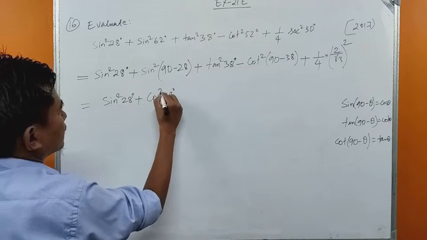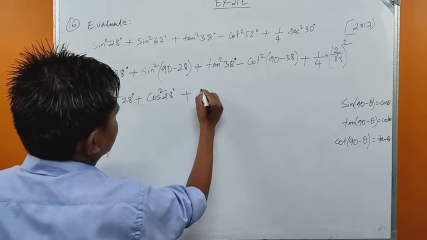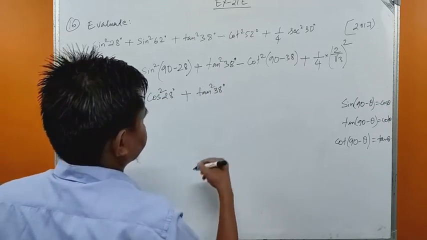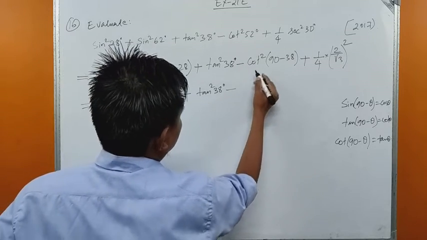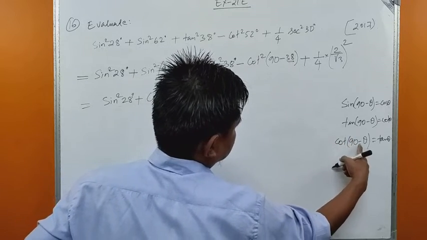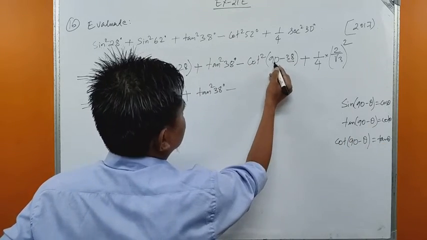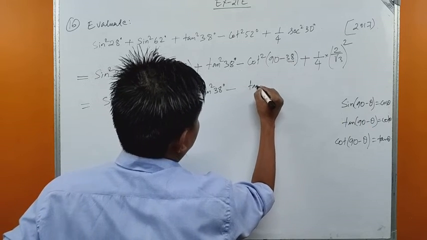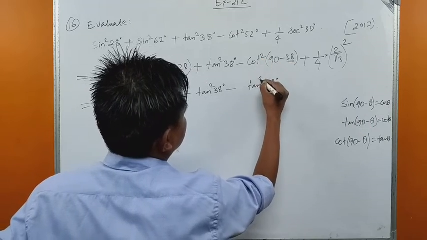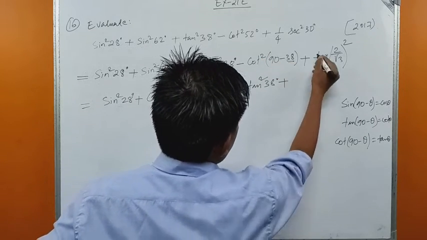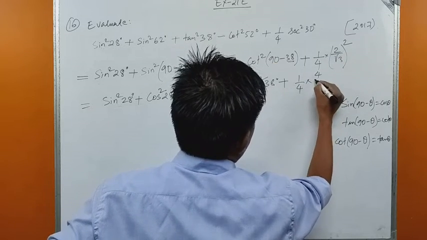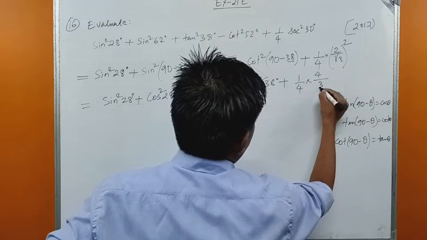So this square comes here, plus tan square 38, we copy as it is, and this minus sign comes here, cot 90 minus theta, theta is 38 degree. So cot 90 minus theta is tan theta, tan 38, so we must put a square here, plus we have 1 upon 4 into 2 square means 4 upon root 3 square means 3, isn't it?